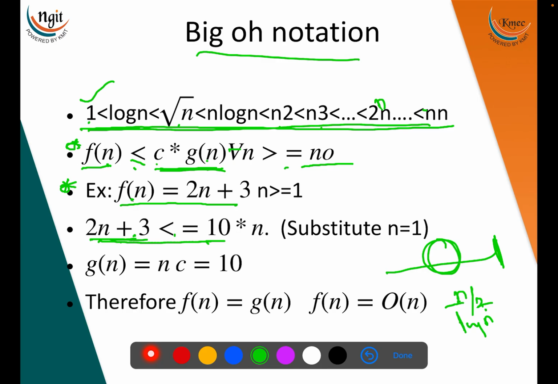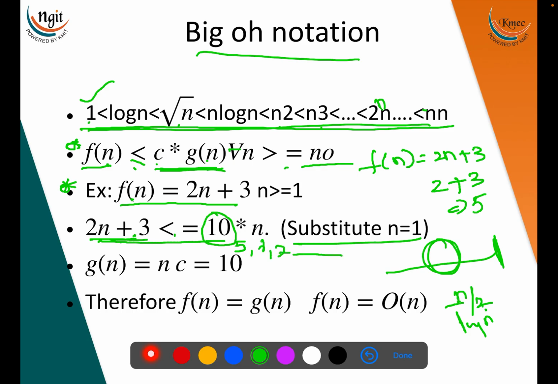Now when will the equation be true, let's see. Substitute n equal to 1 in the equation. Now f of n is equal to 2n plus 3. Substitute 1 in the equation. 2 into 1 is 2. 2 plus 3 is 5. Now this 10 may not be 10. It can be 5, 6, 7, any value. Why does the value start with 5? Because to make this condition true, the c value should be equal to 5 or greater than 5.